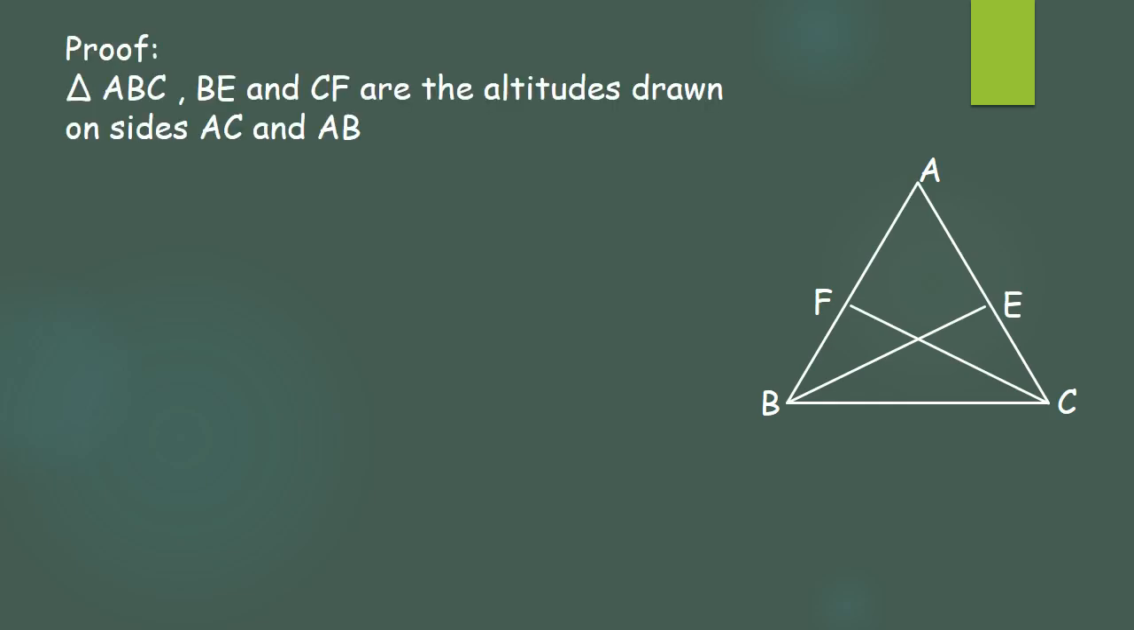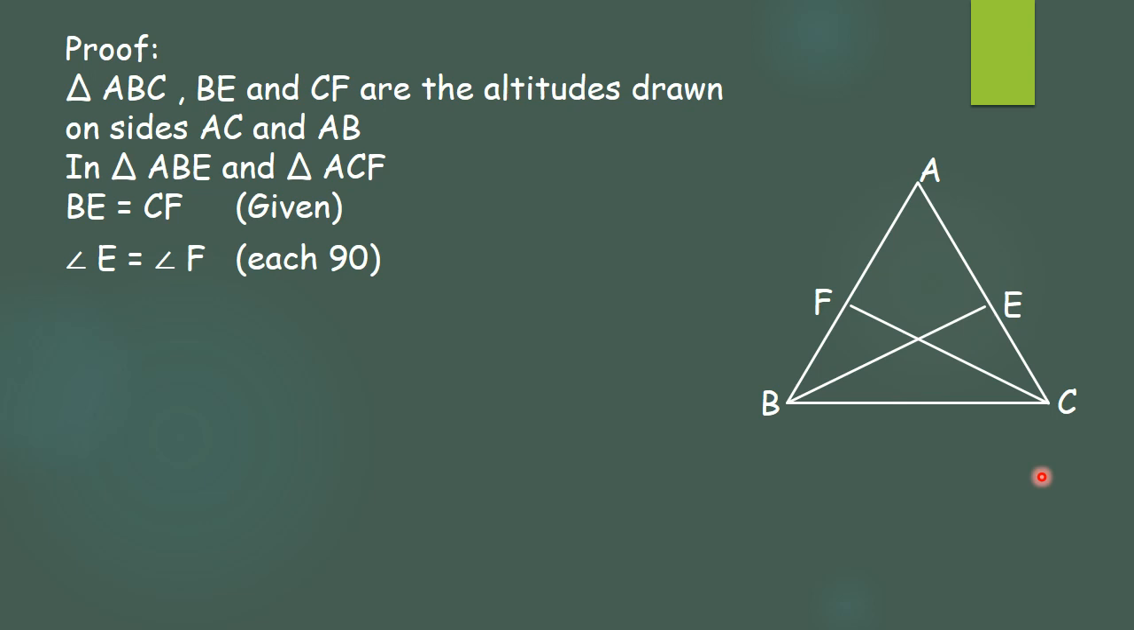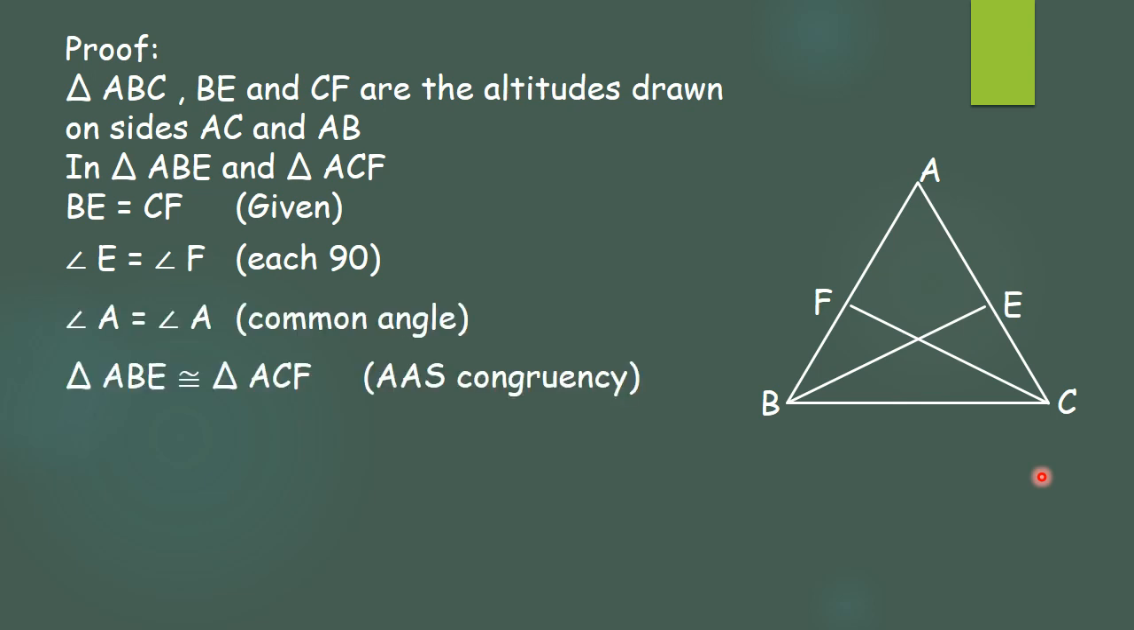The proof. What is given? In triangle ABC, BE and CF are the altitudes. So naturally angle E is equal to angle F. Now in triangles ABE and ACF, what is given? BE is equal to CF, that was the given part. Then angle E is equal to angle F, each 90. Angle A is equal to angle A, that is a common angle. So again by AAS congruency, triangle ABE is congruent to triangle ACF.